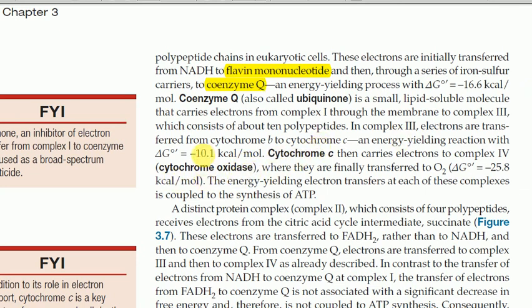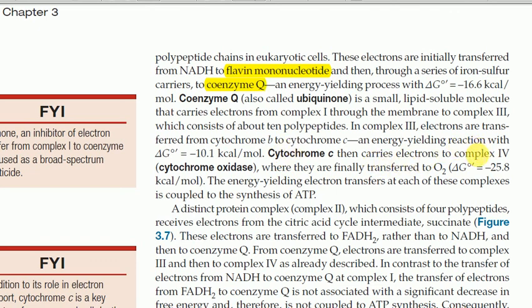Tunaweka negative kwa sababu gani? Ni exothermic, that means ina release energy. Kwa reaction ambazo zina release energy kuliko zile ambazo zinatumia, hizi zina release. From there we have cytochrome C, which then carries electrons to complex 4.